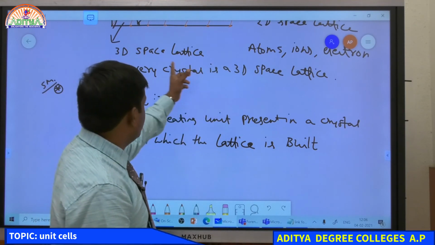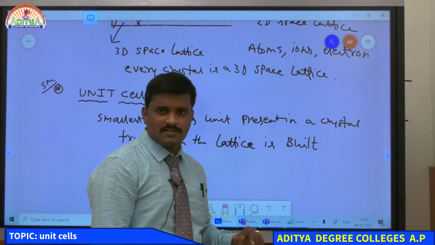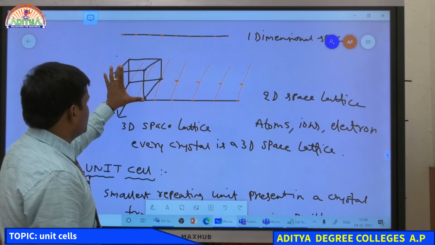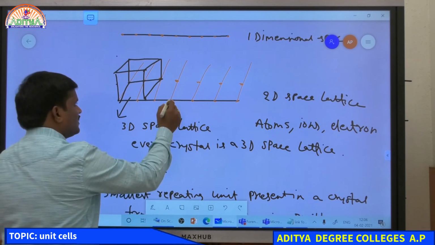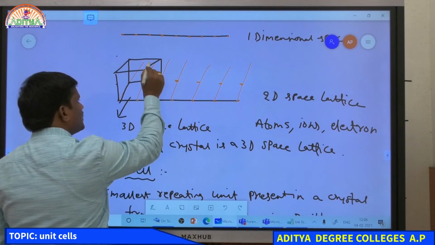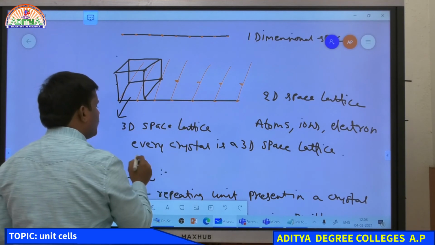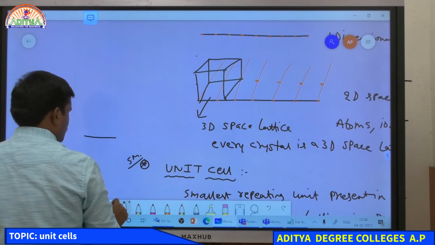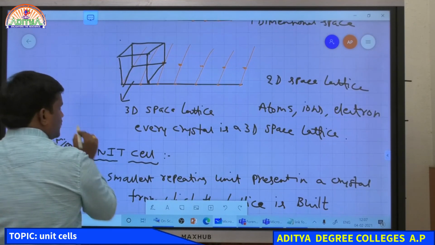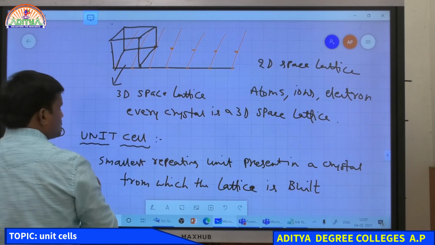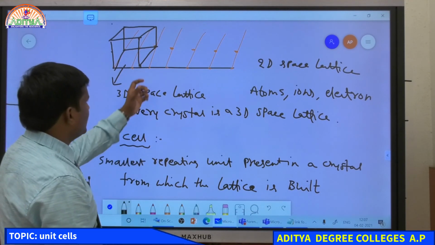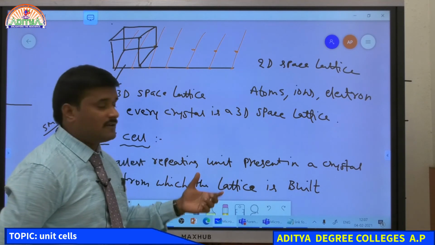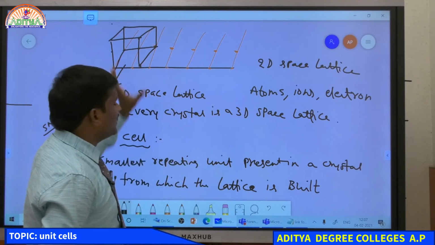Since every crystal is a three-dimensional space lattice, this is a smallest repeating unit that is present in the crystal. The combination of this type of smallest repeating units finally forms a three-dimensional crystal. Therefore unit cell is the smallest repeating unit present in the crystal from which the crystal or the lattice is formed. Therefore this is nothing but a single unit cell.